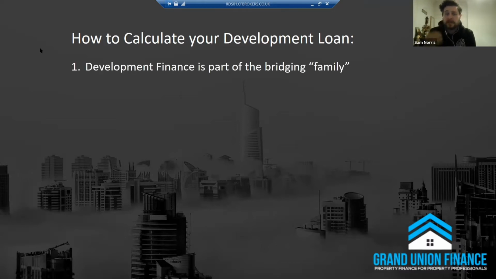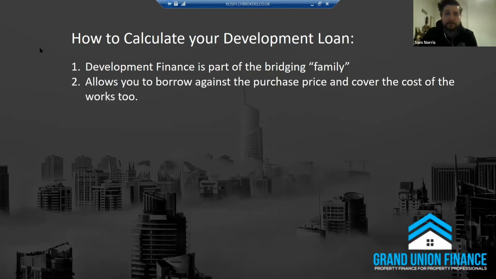So first of all, it's very important to understand that development finance is actually part of the bridging family. It's short-term funding, and it's only meant for a short-term purpose, which means there's a lot of overlap in the type of criteria and even the lenders that offer this type of finance, as well as your more standard bridging loan. And what development finance does is it allows you to borrow against the purchase price, which we would sort of split over as the bridging element, and also cover the cost of the works, which is our development part of the loan.